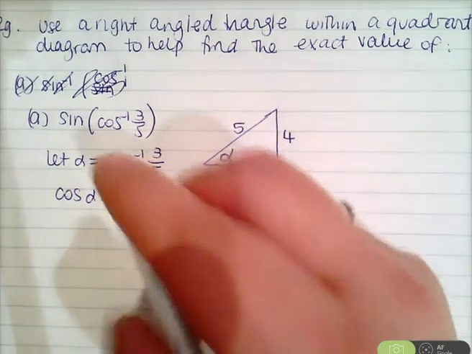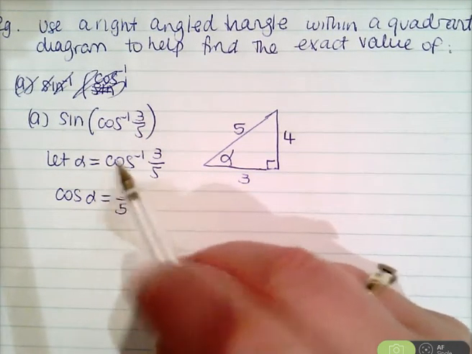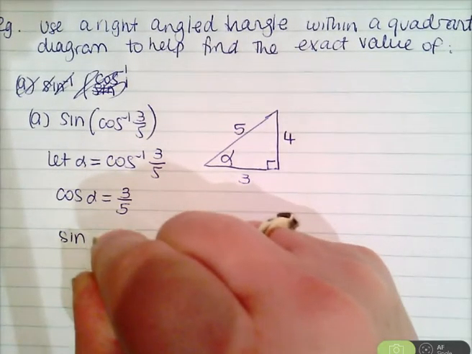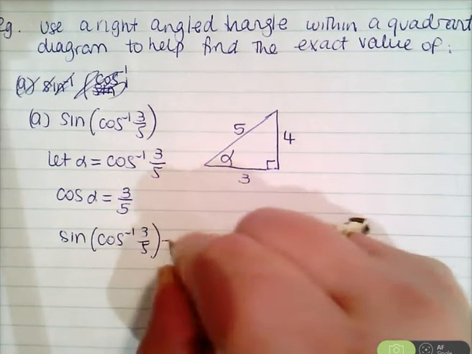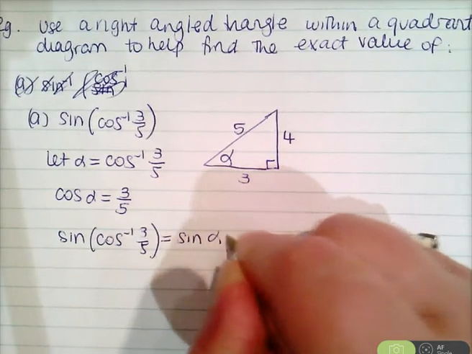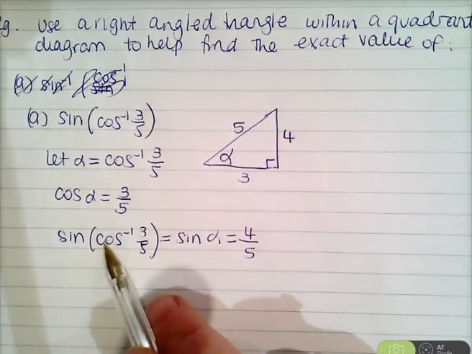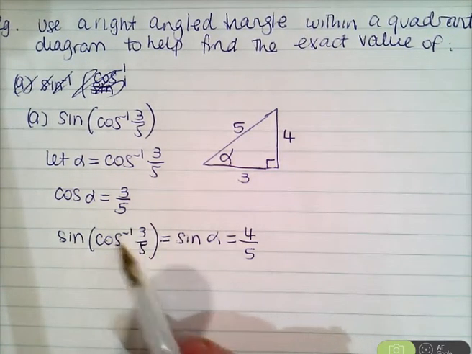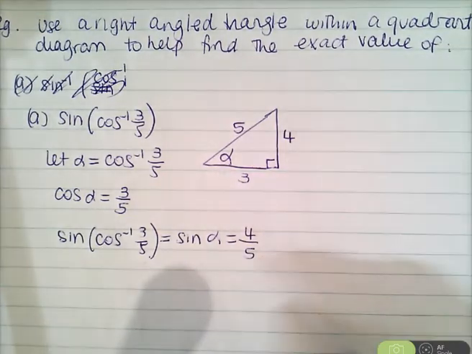Therefore, remember we're trying to solve sine of cos to the minus 1 of 3/5. We've let alpha equal cos to the minus 1 of 3/5. So sine cos to the minus 1 of 3/5 is really the same as finding sine of alpha. Because we've let alpha equal that, and we've labelled this as alpha, the sine of alpha in this triangle is 4/5.